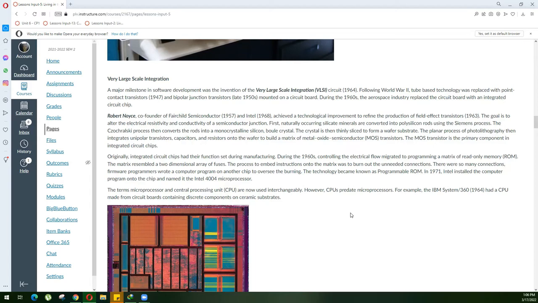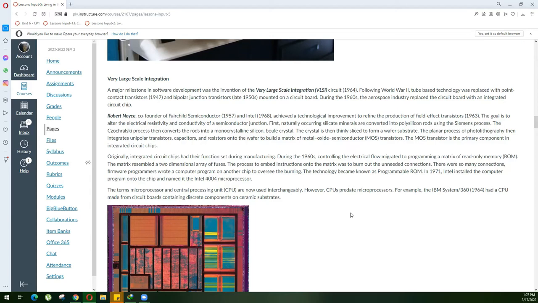The planar process of photolithography then integrates unipolar transistors, capacitors, and resistors into the wafer to build a matrix of metal oxide semiconductor, or MOS, transistors. It is the primary component in IC chips. Originally, IC chips had their function set during manufacturing. During the 1960s, controlling the electrical flow migrated to programming a matrix of read-only memory, or ROM. The matrix assembled a two-dimensional array of fuses. The process to embed instructions onto the matrix was to burn out the unneeded connections.